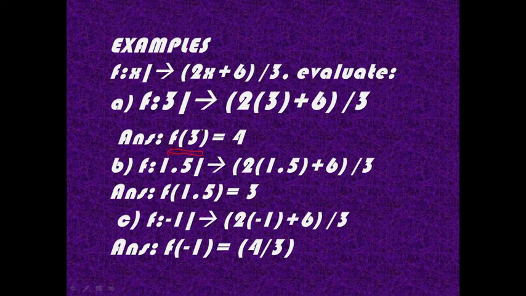f(3) would be given to you, and here x would be equal to 3. Just remember that the format is almost the same, and the way of writing is also almost the same. So f of 3 is equal to 2 into 3, because it's 2x. 2 into 3 is 6, plus 6 is 12, and 12 divided by 3 is simply 4.